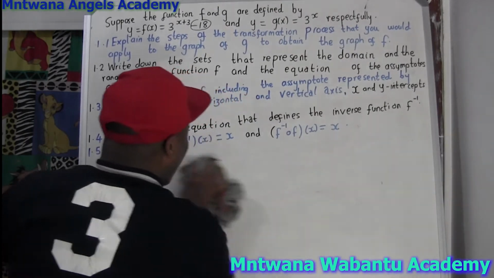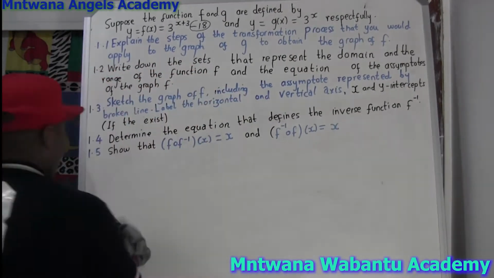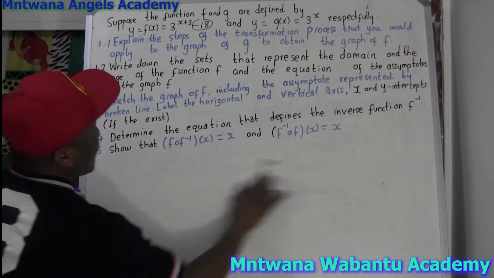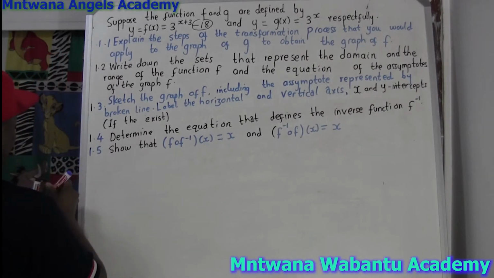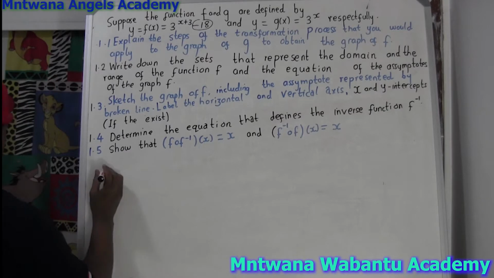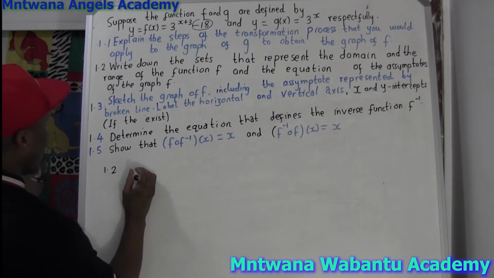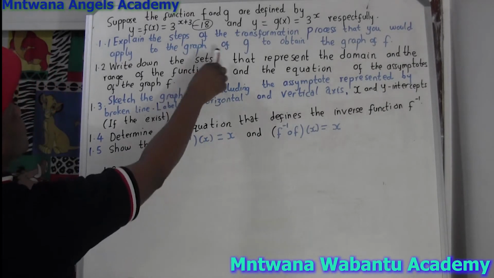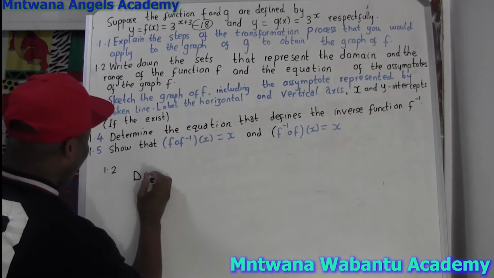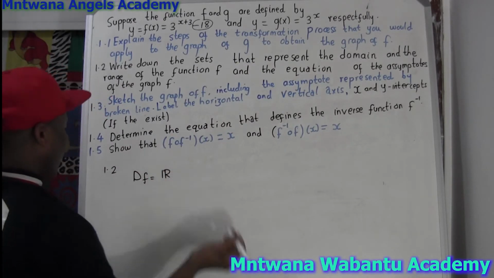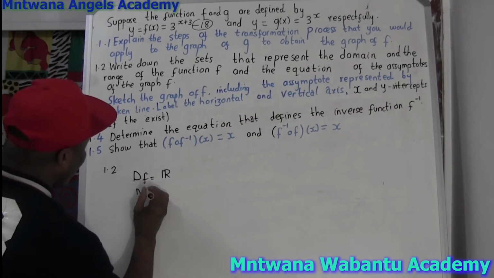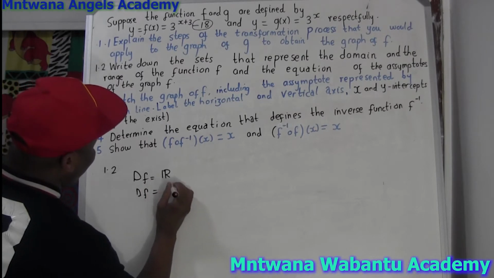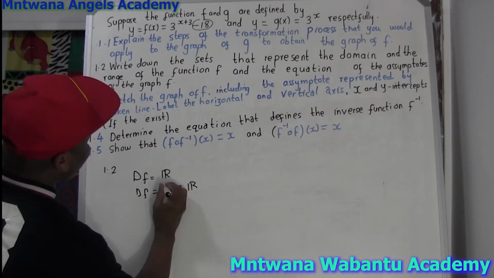So the domain is all real numbers. So for 1.2, the domain is all real numbers. You can say domain of f, and write it like this: x is an element of the real numbers.